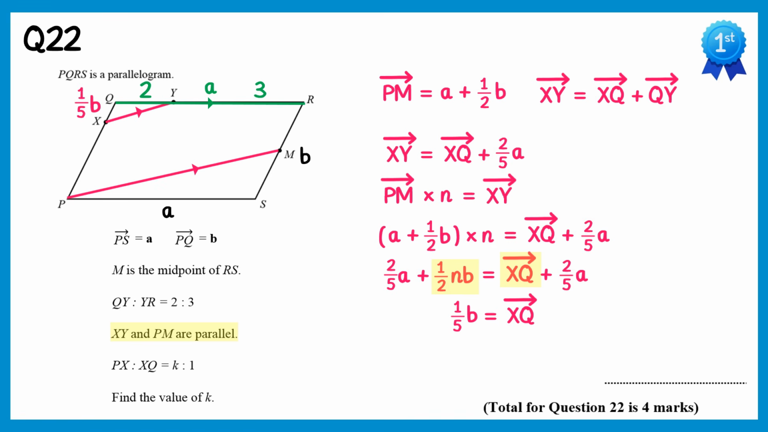We can mark that on the diagram. If XQ is 1/5 B, then PX must be 4/5 B, since the whole vector PQ was B. We can now write the ratio PX to XQ. It must be 4/5 to 1/5. If you then times this ratio by 5, you'll get 4 to 1, which means k must be 4.